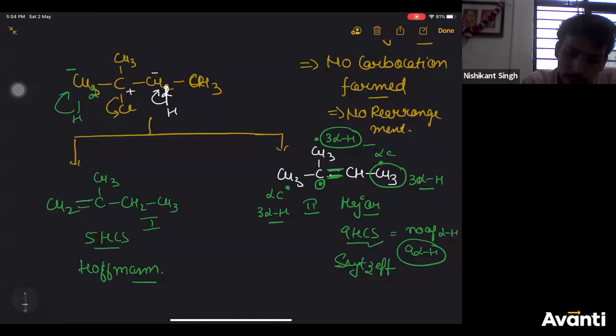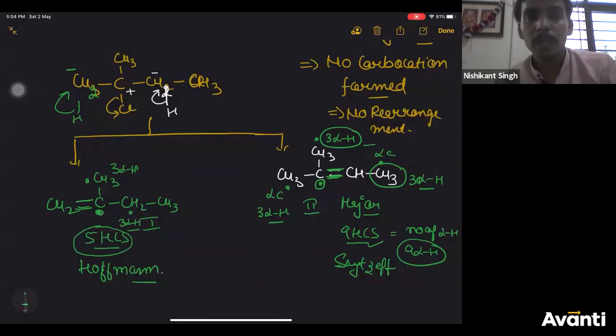Similarly, check for this double bond. The next carbon is this, with 3 alpha hydrogens. Double bond. The next carbon is this, with 2 alpha hydrogens. So in total, how many hyperconjugating structures? 5 hyperconjugating structures. Right?